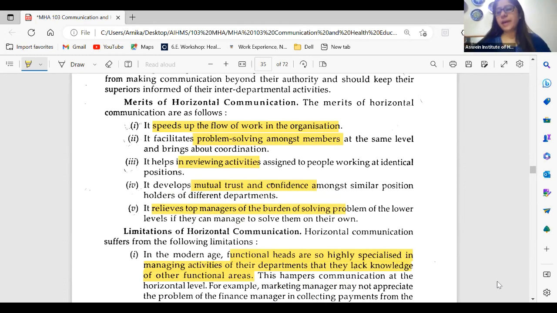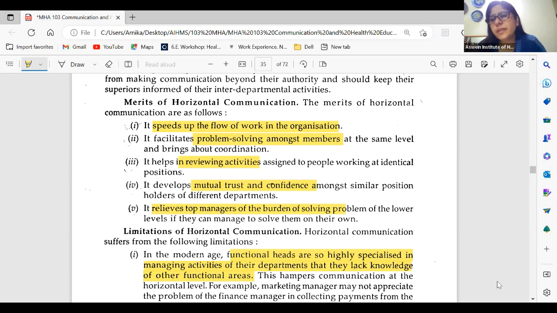So there are certain merits and certain demerits of horizontal communication. First of all, when two departments join hands and work together, there is a speed up in the flow of the organization, as they have a better understanding. For example, two department heads understand the action plan and circulate the information to their juniors. So there is a problem solving attitude amongst the team members. And it also helps in reviewing.